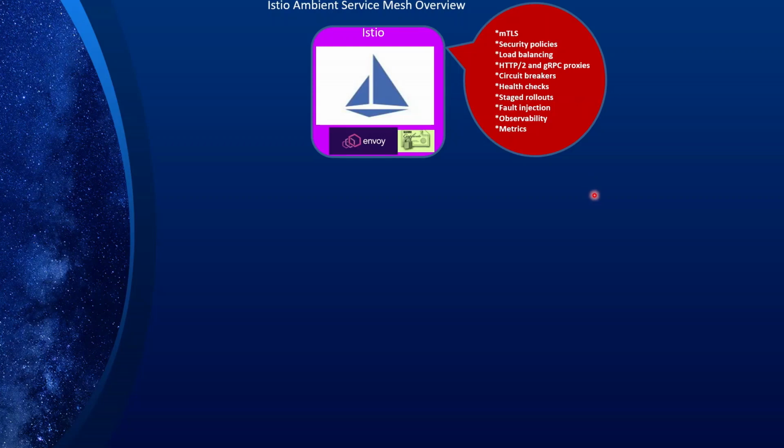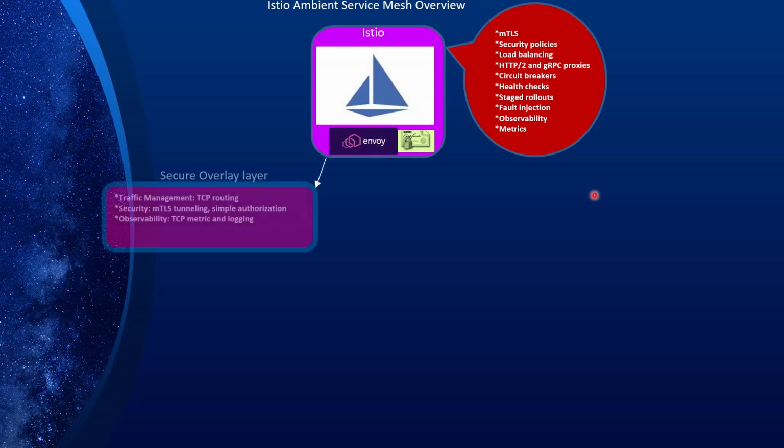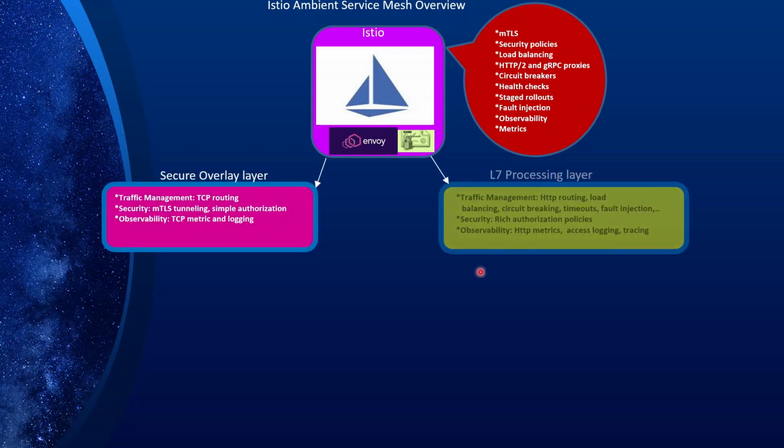Now, in the new version of Istio that they're working on, these four features are actually split into two different components. One is called secure overlay, which is basically L4. You can think of it as L4, which is really low level, at the CNI level, and L7, layer 7. So at L4, when you enable Istio for a namespace, these are the services that you get immediately from Istio.